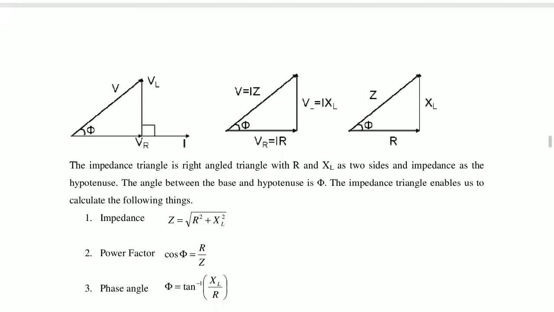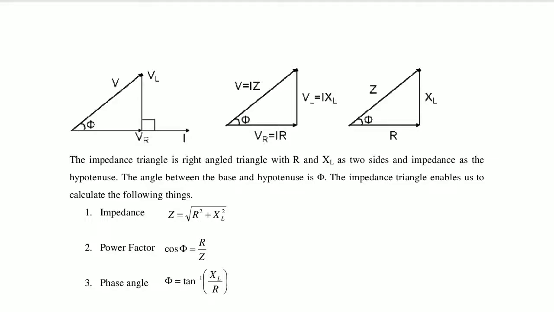Now another thing, the power factor. Power factor means the cosine of the angle between the voltage and current, that is cos phi. So cos phi is equal to R by Z, where R is the resistance and Z is the impedance. That is the power factor. From the power factor we can calculate the phase angle, so phi is equal to cos inverse of R by Z.